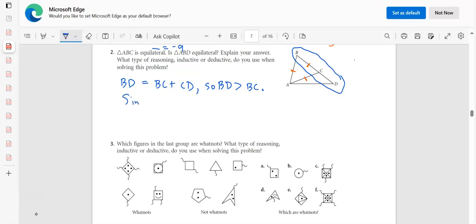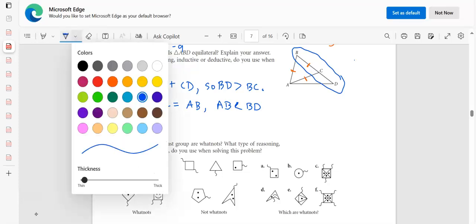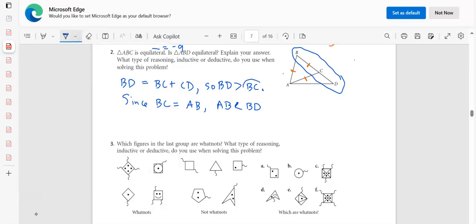So, since BC is also equal to AB, that implies that AB is smaller than BD, or BD is larger than AB. You can say it that way. So what I did there was a substitution step. I took segment BC and replaced it with segment AB because I had them as equal down here, and then I could do a substitution step. And therefore, I can now conclude that BD is larger than AB.